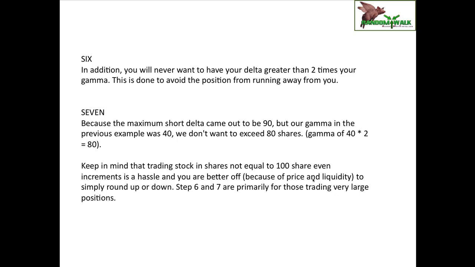If you can picture this, being short 90 deltas, or as we round up, 100 deltas, is what we consider to be flat. We want that position. We want to lean short. So if we're short 90 or 100 deltas, we consider ourselves flat delta. So 2 times above and beyond that starting point is where you don't want to be.